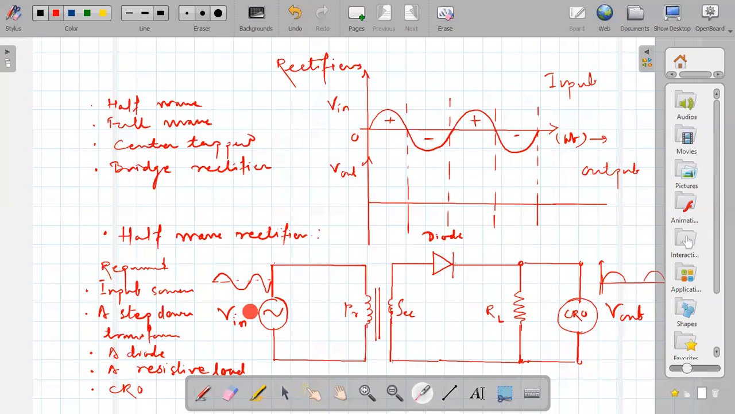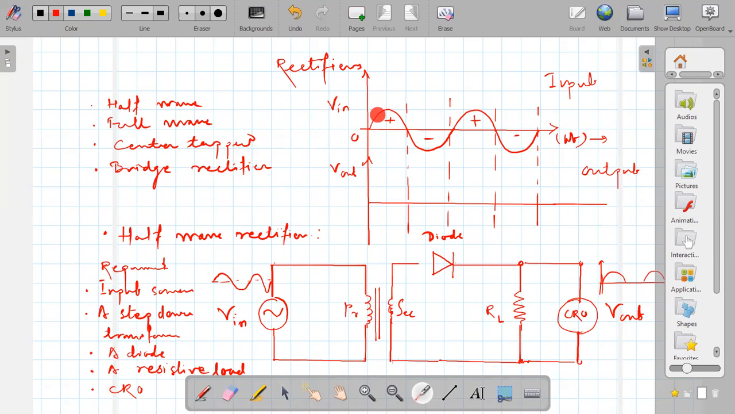This is the input source, AC input source, which is connected to the primary of the step down transformer, and one terminal of the secondary goes to the diode and the other to the resistor RL. Okay. And using a CRO, we can observe the output wave as well as the input of the circuit. Now see the waveform. This is the input to the diode.